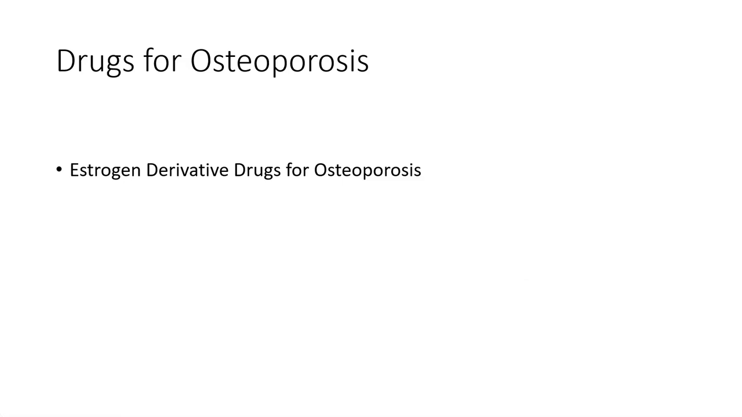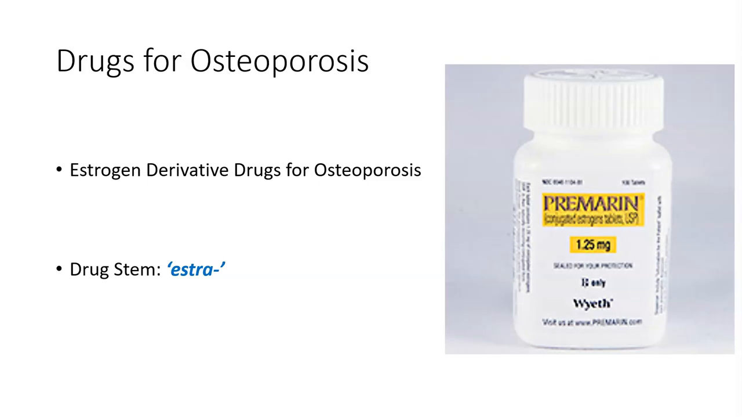We can also use estrogen derivatives to treat osteoporosis, especially women postmenopausal. Estrogen is a hormone that facilitates the absorption of calcium and will inhibit the breakdown from the osteoclasts. And they have the drug stem of estra. Estrogen derivatives are used postmenopausal, and there's a definitive time span. And this is conjugated estrogen, which is known as Premarin.